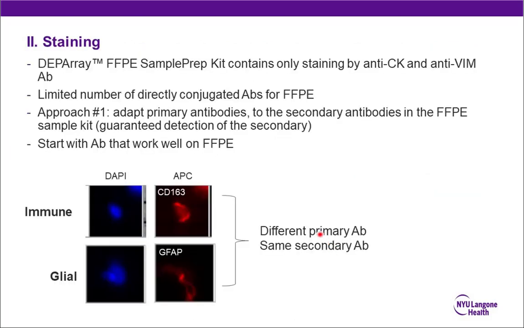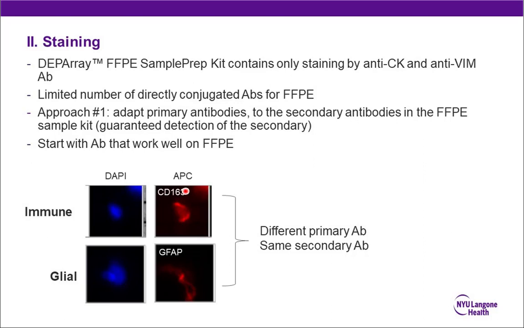The second step is the staining. Staining is the trickiest. While the FFPE prep kit from Menarini Silicon Biosystems is very straightforward and can be used in any laboratory immediately, it contains only 2 antibodies. One of them is a cytokeratin and the other one is a vimentin antibody. There are very few directly conjugated antibodies that are optimized for FFPE. So one of the approaches is to adapt your primary antibodies and replace the cytokeratin and the vimentin antibody in this kit with antibodies of your choice, as long as the secondary antibodies from this kit will react with your new primaries. So that is absolutely possible.